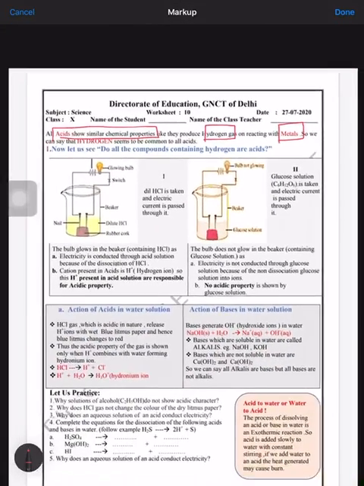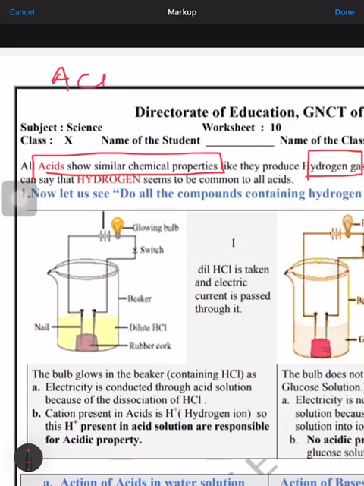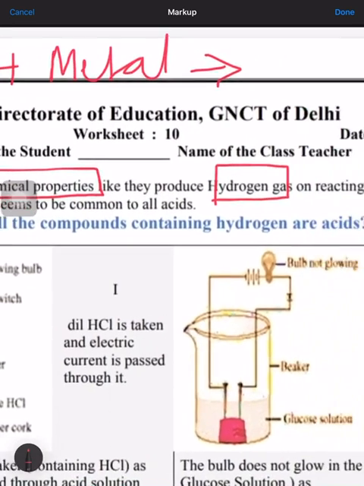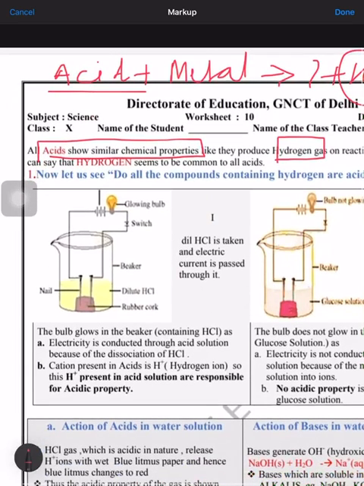So you have to remember that when an acid reacts with a metal, it will give you some product plus hydrogen gas. This is more important, that you have to remember. Now we are talking of an acid reacting with a metal.